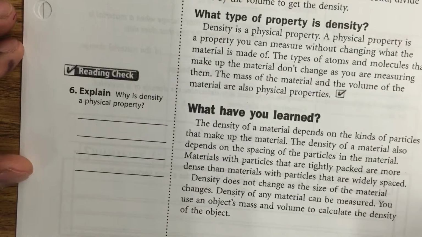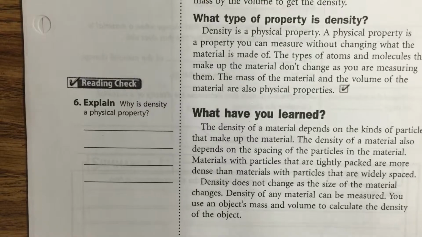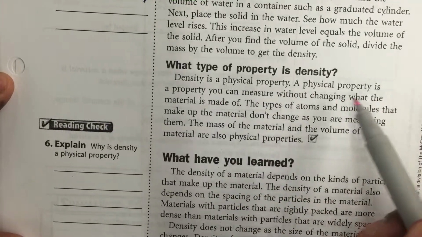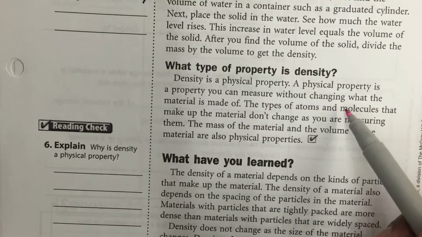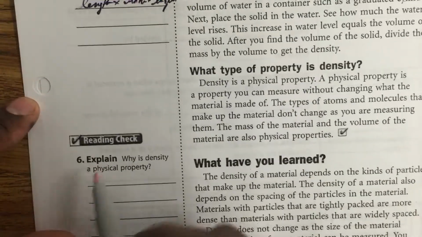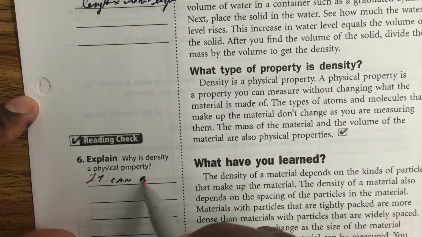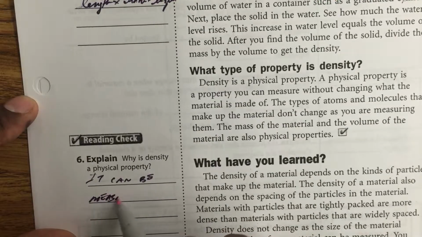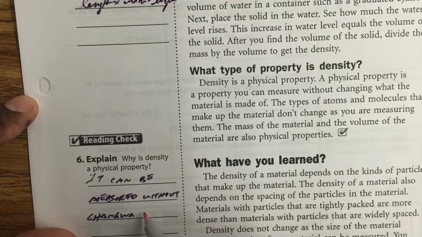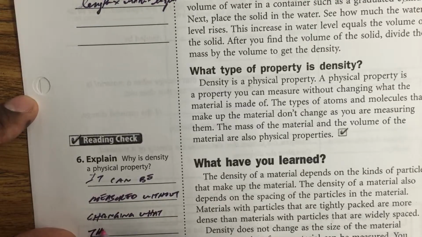Down here it says, why is density a physical property? We talked at the beginning of the year about physical properties, and what makes a physical property is that it's a property that you can measure without actually changing what the material is. So we can measure the density of a substance by taking its mass divided by its volume, but that doesn't change what it is. So it's a physical property because it can be measured without changing what the material is made of.